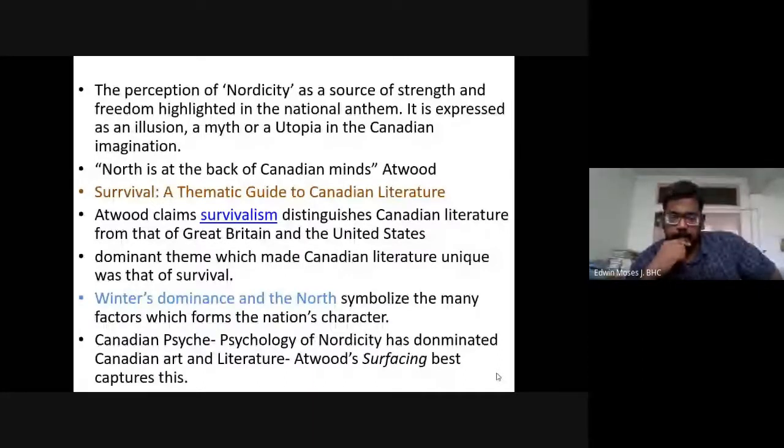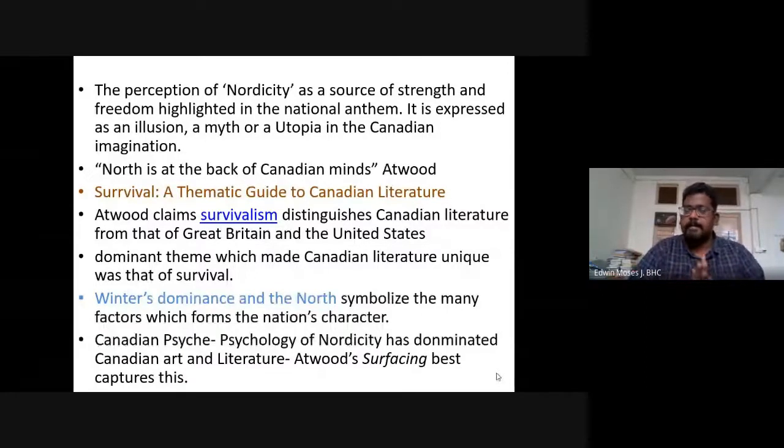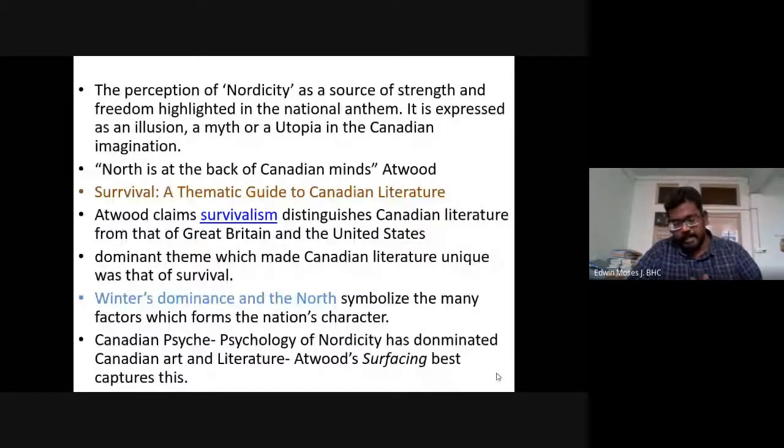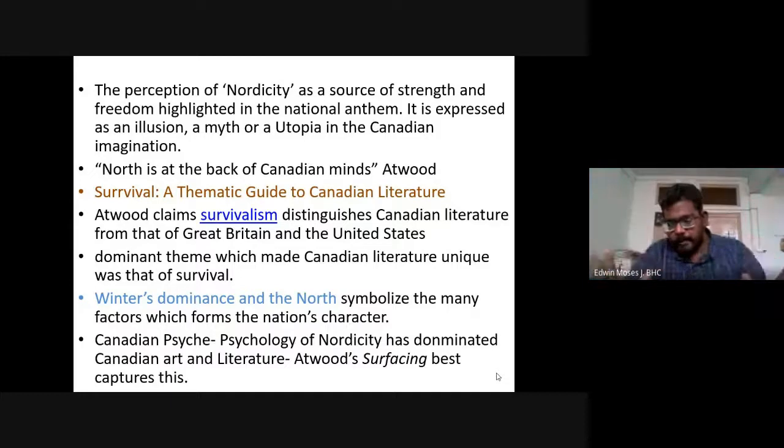Survival, a thematic guide to Canadian literature, right? It's an important text. You should read this text if you want to understand Canadian literature. See why I'm giving you an introduction to Canadian literature. It's not just for a better understanding of Canadian literature, but also for your assignments. You have to do your assignments and projects. Maybe you may find a new writer here and there to get a comprehensive idea of what is Canadian literature. That's important, so that's why I want you to keep this in mind while you select your project, your assignments.